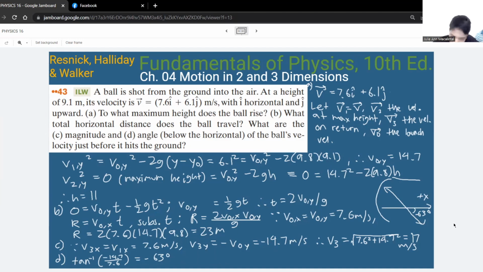Pwedeng negative 63 or 360 minus 63. Ano yung 360 minus 63? So, 297 degrees. Yun yung nagko-correspond to the same direction. Ano yan eh, parang kung naalala mo sa vectors, diba? Pag nag-base ka ng x and y coordinates, yung isang angle lang between 0 and 360, yung nagbibigay ng tamang angle.